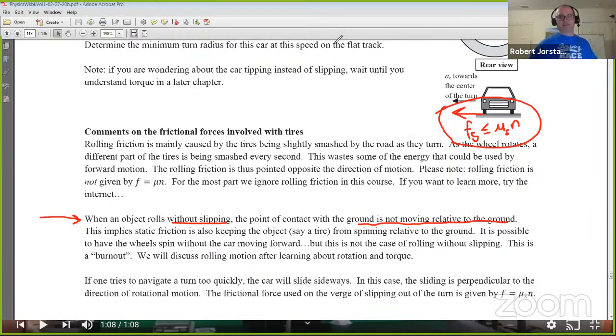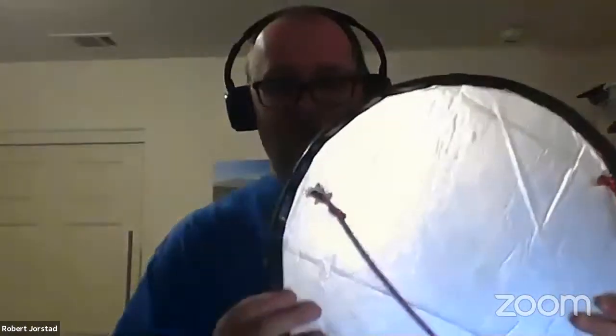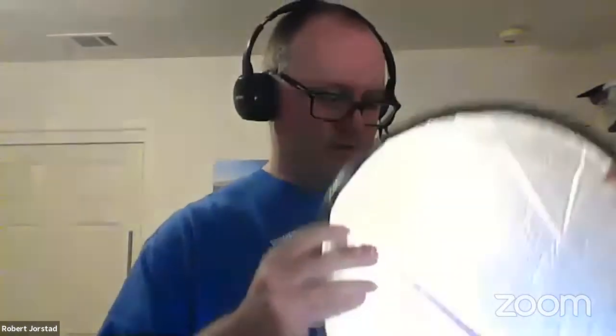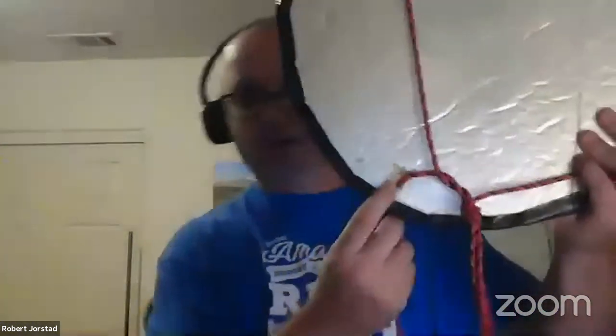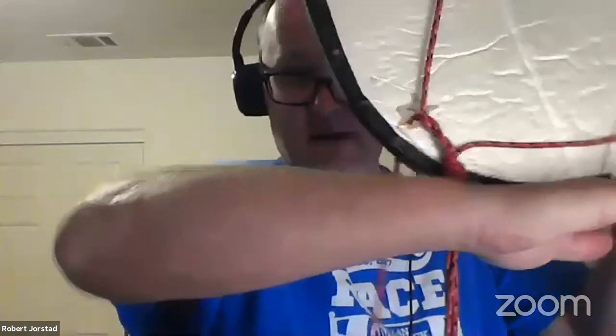Now, wait a minute. That's got to be bullshit, right? Let me get my handy dandy... Now, this is a little bit weird. It seems bullshit, but it's not. This is actually a fact. So what I want you to do is look at this spot right here. Pretend my arm is the roadway, right?